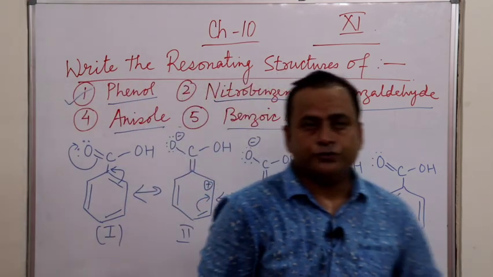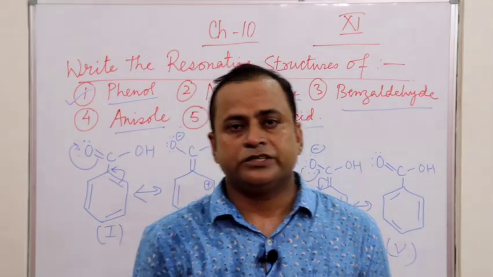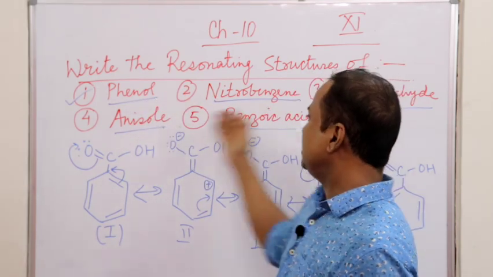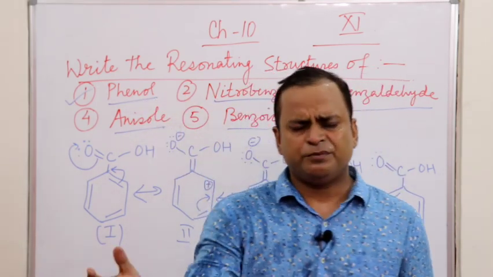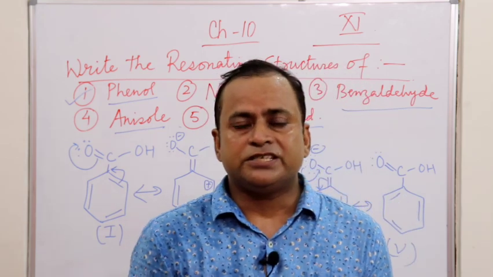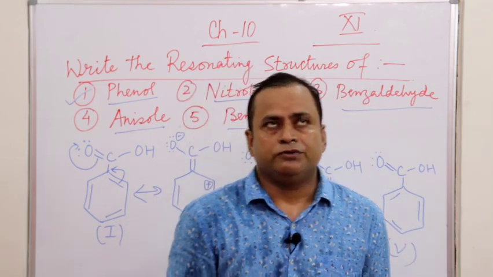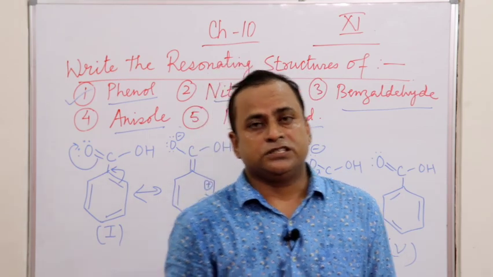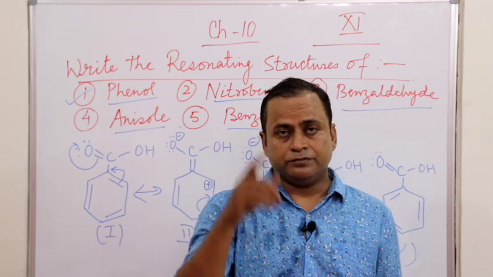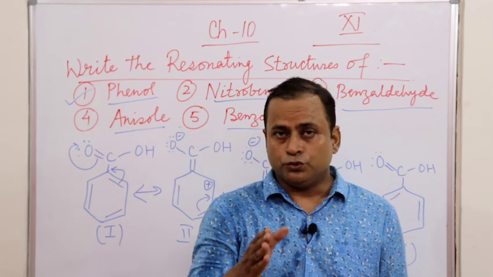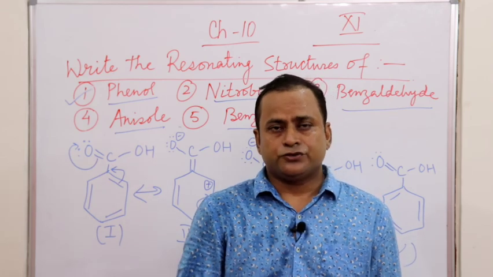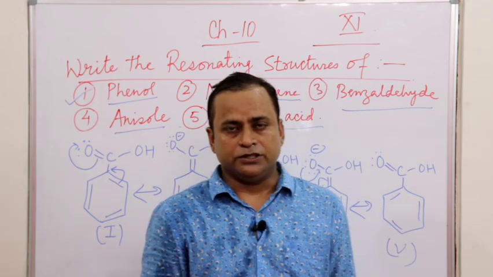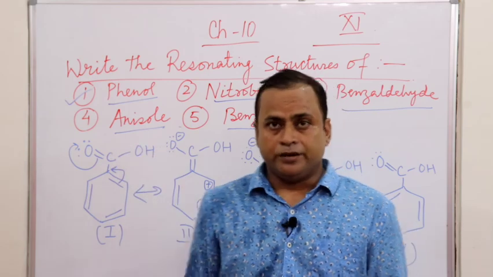So in this video we have learned how to draw the resonating structures of 5 important molecules: phenol, nitrobenzene, benzaldehyde, anisole and benzoic acid. There are many more. In your NCERT book you are given the resonating structure of aniline, that is NH2 attached to the benzene ring, that is C6H5NH2. Go through it in the NCERT book and solve many more questions for good grasping. These are the important ones.